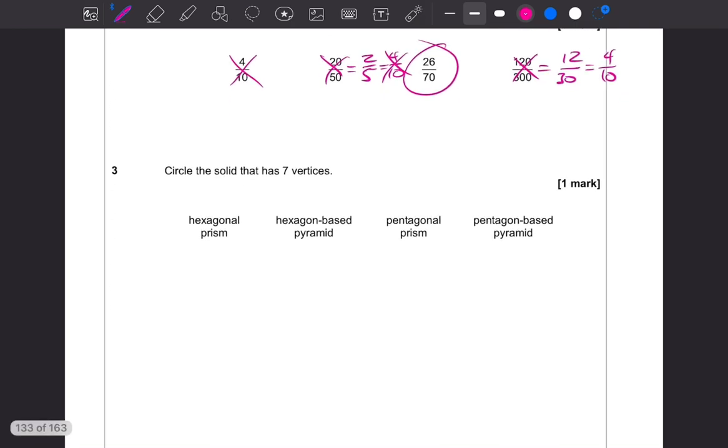Circle the solid that has 7 vertices. Vertices are like corners, so there's 8 of them on a cube, 4 on top, 4 on bottom. So for any prism, there must be the same amount on either side. So it's got to be an even number, so it's not any of the prisms. And we can look at the pyramid now. So hexagonal based, we'll have 6 on the bottom and 1 on the top, the very top of the pyramid. So it's going to be this one.